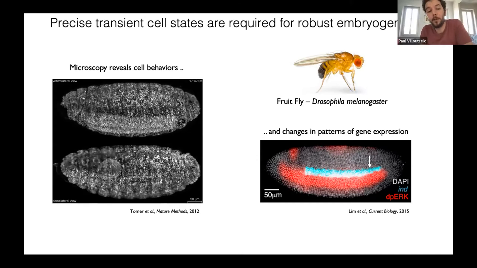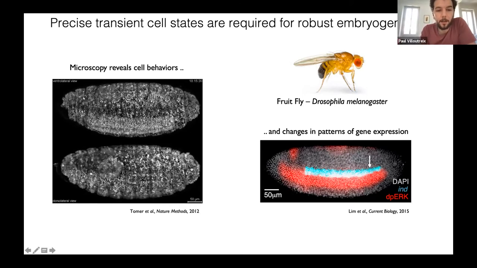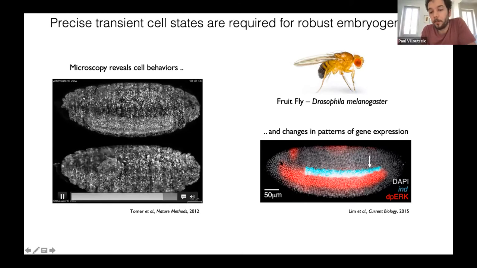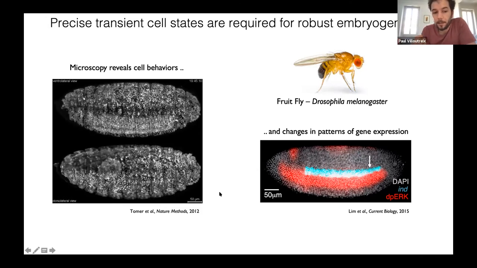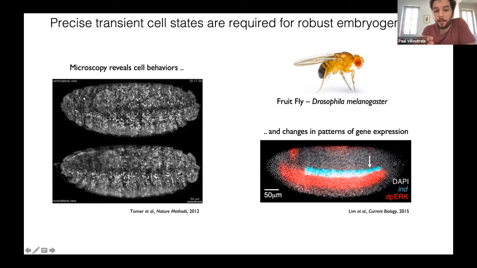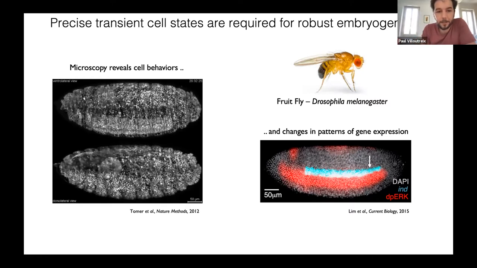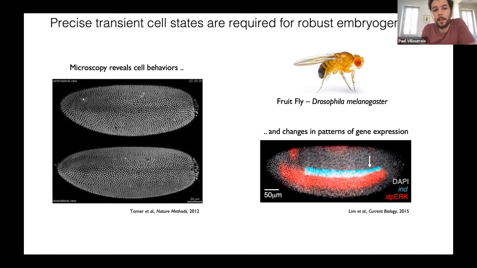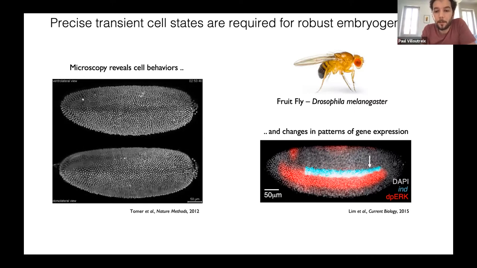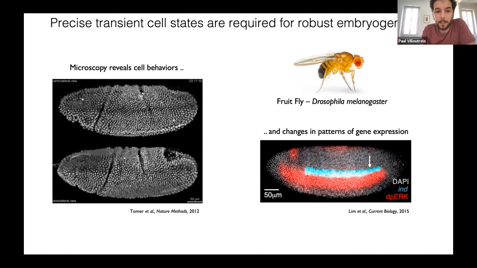So it's important, in addition to looking at the morphogenetic process, to also understand the logic of gene expression dynamics and cell-cell signaling. Okay. So all the beginning here is to give you some kind of intuition of what's happening in development, if you don't have it already.